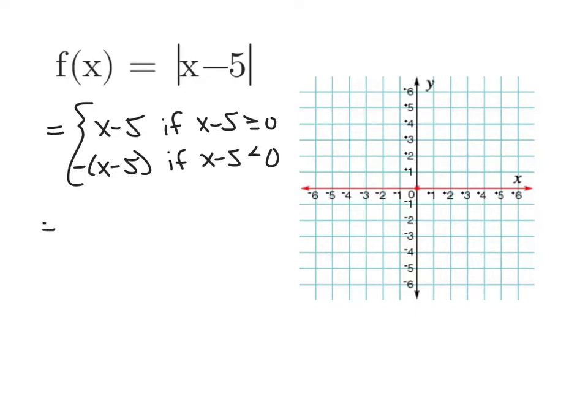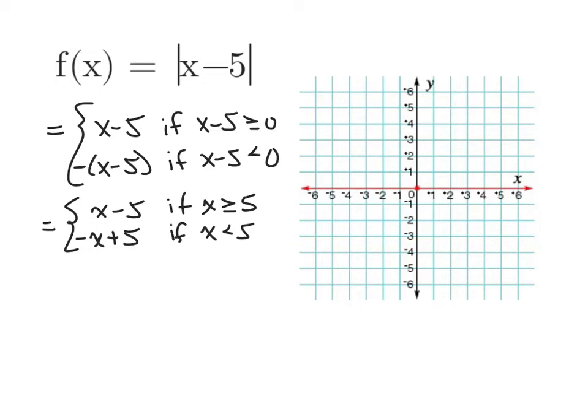We can kind of clean this up a little bit. The first one, when we're looking at x minus 5 being greater than or equal to 0, we just add 5 to both sides, and we're talking about x being greater than or equal to 5. In the bottom piece, we'll distribute the negative, so we'll have negative x plus 5, and that will happen if x is less than 5.